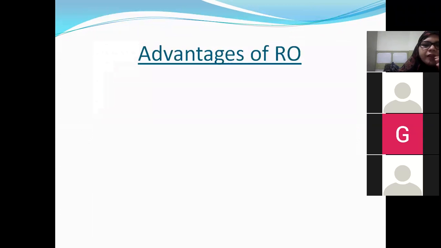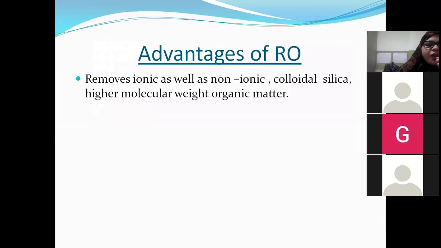These are the advantages of reverse osmosis. Okay, क्या advantages है? It removes all ionic as well as non-ionic colloidal solids, higher molecular weight organic matter, all can be removed with the help of RO. जब मैंने आपको filters बताया अलग-अलग, so in RO you have seen that not even the monovalent ions can pass through. Only water molecules are allowed to pass. So that means all types of ions, whether it is multivalent or monovalent, all ions, non-ionic, colloidal suspended particles, higher molecular weight substances, all can be removed with the help of reverse osmosis.